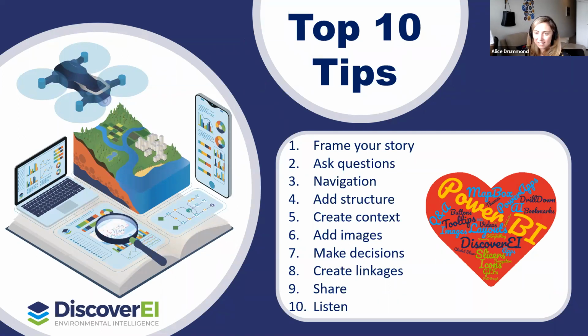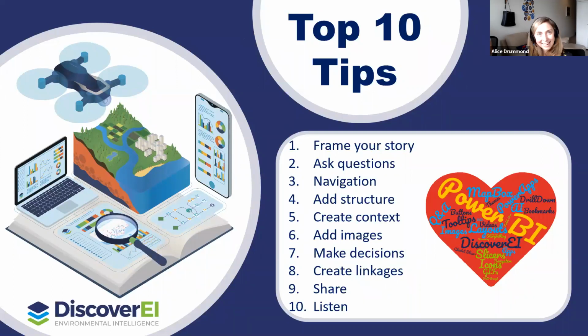The fifth is to create context, so we did that through report page tooltips. Number six was to use images, videos, GIFs, anything to create that emotional connection between your users and the data. Number seven is to make decisions, so to present your information in a way that facilitates decision-making. So we did that using Decomp Tree.